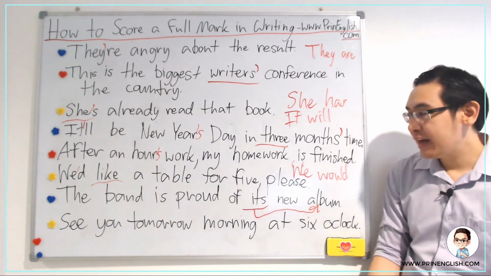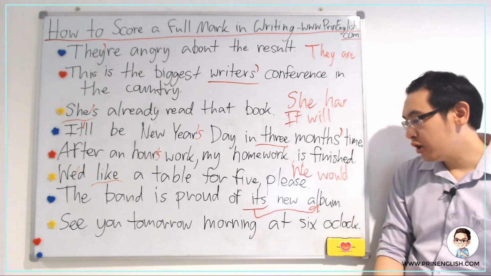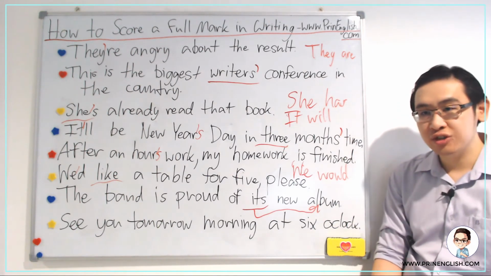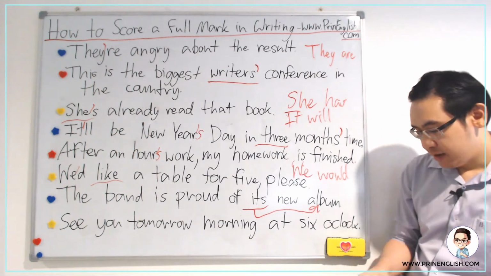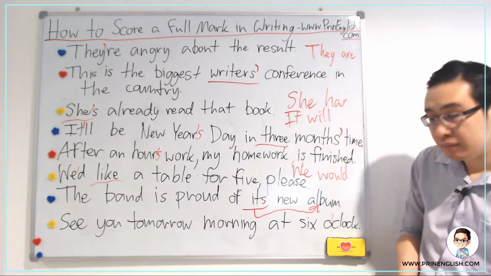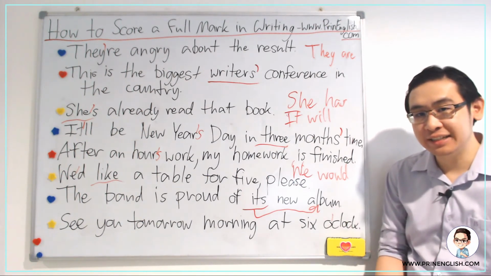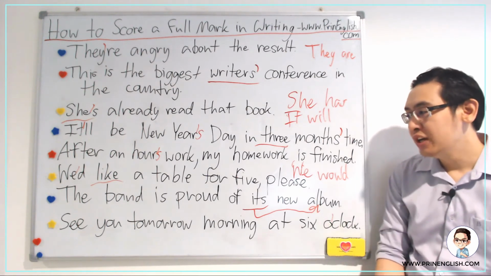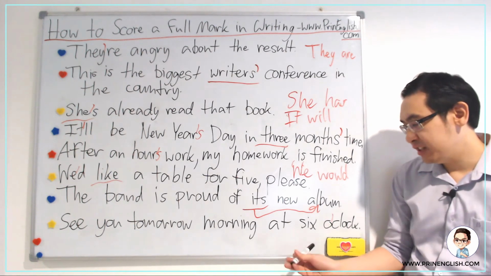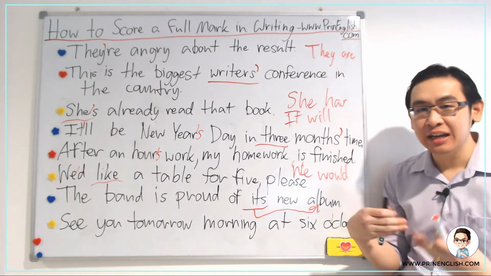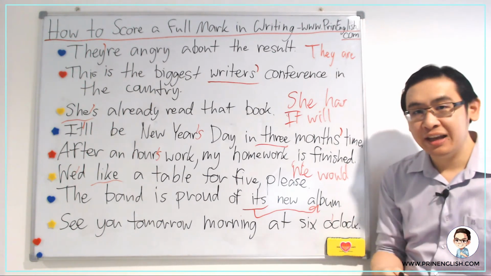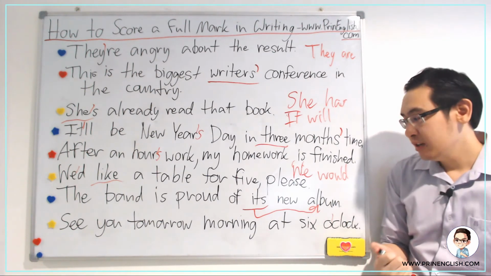Okay, and the last sentence: see you tomorrow morning at 6 o'clock. Where should you put in an apostrophe? Of course it's here, right? The word o'clock always needs an apostrophe like that after the o. See you tomorrow morning at 6 o'clock, this is correct, okay? So maybe it's like people speaking about an appointment for tomorrow, okay?